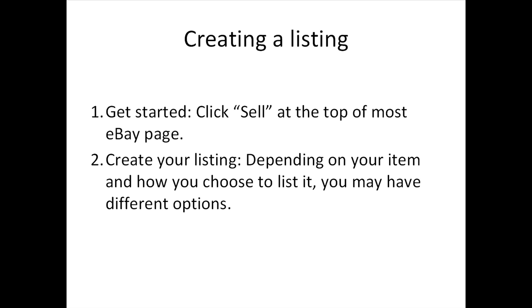To create a listing, you're required to provide your item's title, description, price, and shipping and payment information. To make your listing even more interactive while reducing the time you spend answering questions, you can add pictures covering all the essential angles of the item and standardize your post format. 1. Get started. Click Sell at the top of most eBay pages. 2. Create your listing. Depending on your item and how you choose to list it, you may have different options.